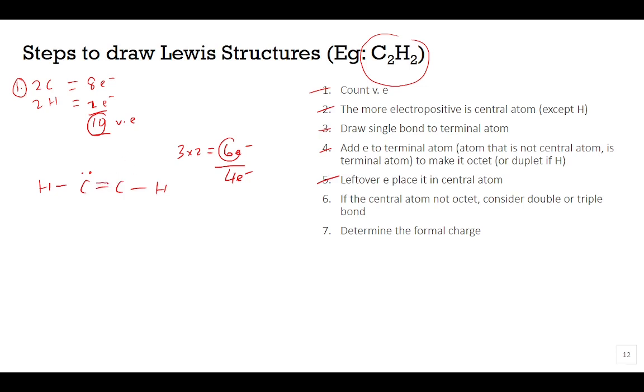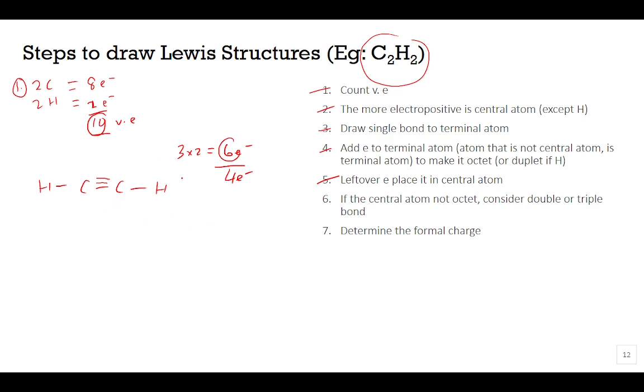So is it octet now? 1, 2, 3, 4, 5, 6. Oh, still not octet. So how? We need to take this one to form another bond. Let's do that. So now it has a triple bond. Is the central atom octet now? 1, 2, 3, 4, 5, 6, 7, 8. So this one is octet, and this one is identical, so it is also octet. So this one is a triple bond, and that is the final structure for C2H2.